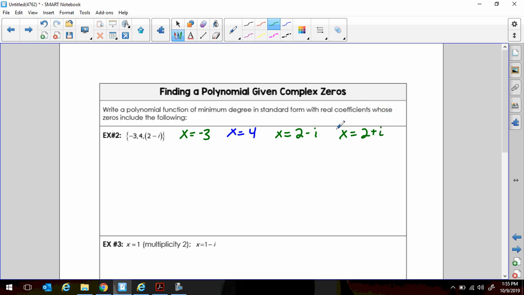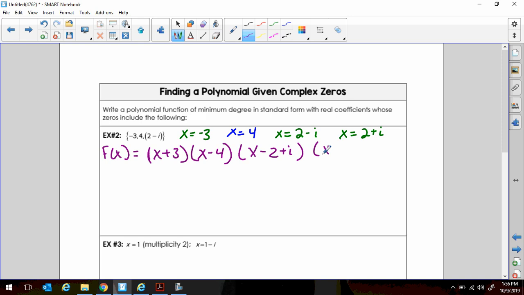Okay? Now, what we have to do is we actually have to FOIL these. My function, this is the minimum degree, has to be at least x plus 3. When we move it over, we add 3 to move it over. So x plus 3 is a factor. These are parentheses. When we move that 4 over, we have to subtract it. So x minus 4 is a factor. Now, we have to subtract 2 to move it over, so minus 2, and then we have to add i to move it over, so this is going to be plus i.